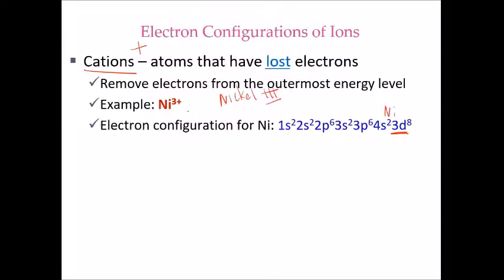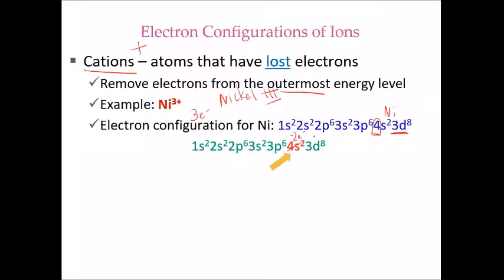Now, if I lose 3 electrons, I'm going to take away 3 electrons. The thing I have to know, though, is I have to remove them from the outermost energy level. The outermost energy level here is actually the 4. So the 4s has to go first. I'm going to remove them from that 4s first. Outermost energy level goes first. Then I will take away 2 of the electrons from this one.